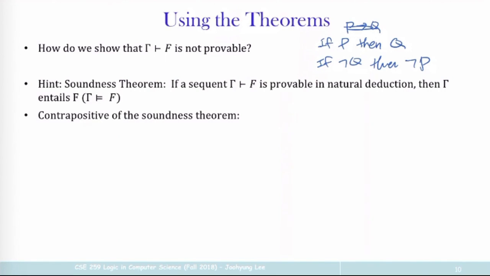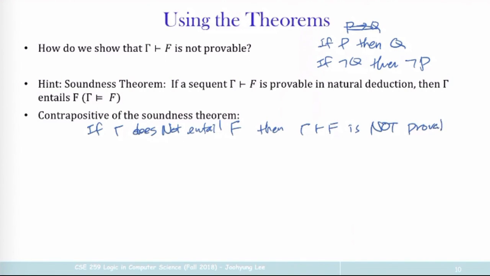So that's a contrapositive of the soundness theorem, meaning that if gamma does not entail F, then there is no proof. So I use two nots, both in the antecedent and the consequent. If you can somehow check that gamma does not entail F, then you can say that there is no proof in natural deduction. Okay?